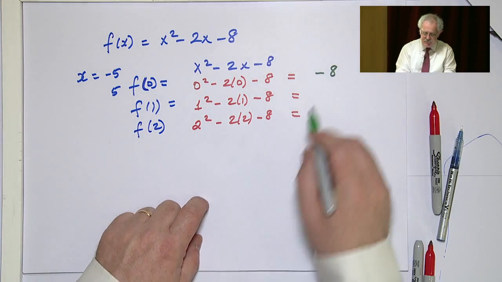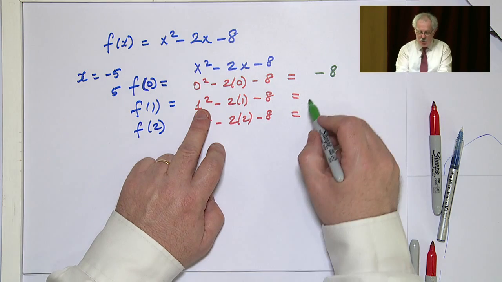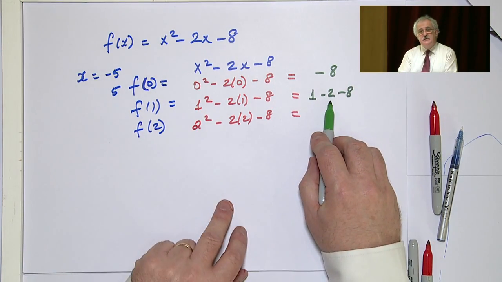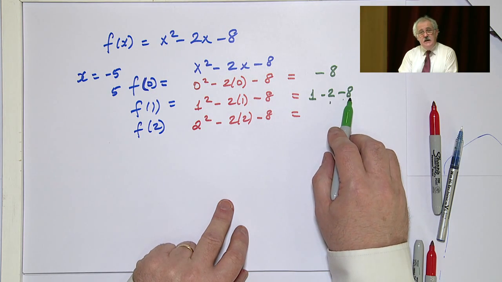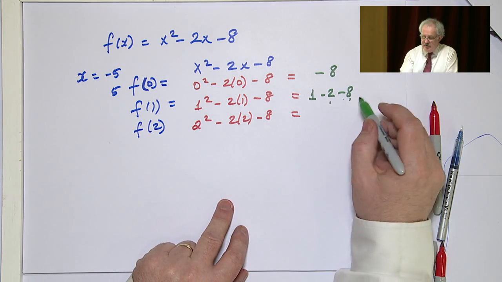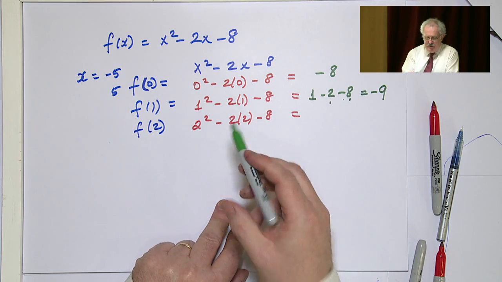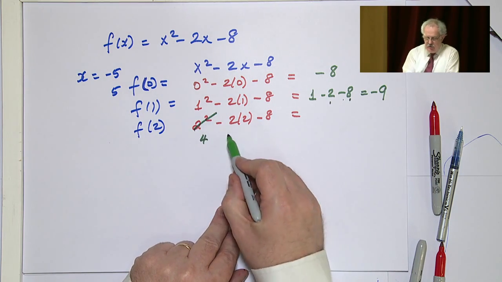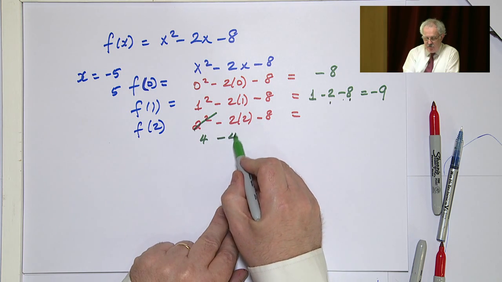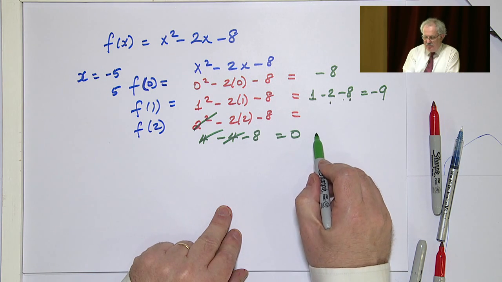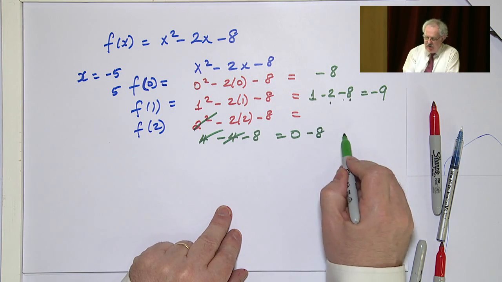minus 8. 1 squared is 1. Minus 2, minus 8: 1 minus 2 is minus 1. Minus 8 brings it to minus 9. And then we have 2 squared is 4. Minus 2 times 2 is minus 4, minus 8. The 4's cancel. We're left with 0 minus 8, which is minus 8.